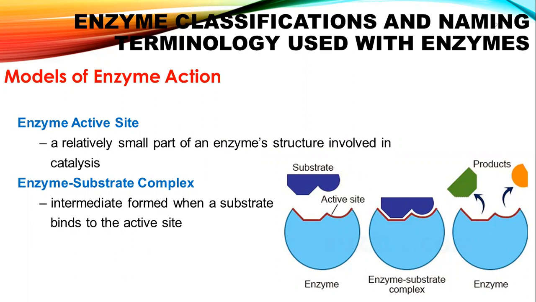So for the enzyme action, there are actually different models that would be involved. And there's what we call an enzyme active site. If you look at the structure of the enzyme, there is an enzyme active site. This site is a relatively small part of the enzyme structure involved in the catalysis. For example here, this particular surface of the structure is involved in catalysis. This is what you call an active site. This is where a particular substrate fits or is detected.